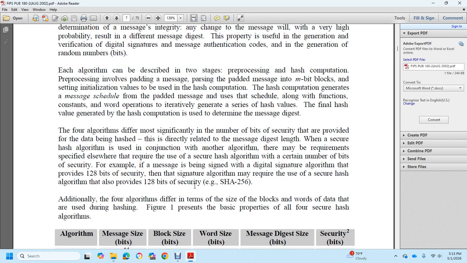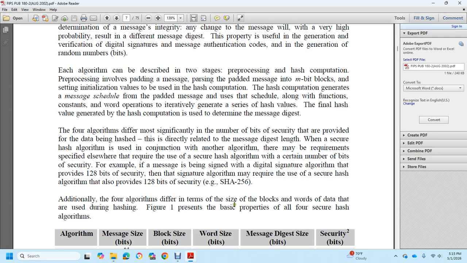The four algorithms differ most significantly in the number of bits of security that are provided for the data being hashed. This is directly related to the message digest length. When a secure hash algorithm is used in conjunction with another algorithm, there may be requirements specifying a certain number of bits of security. For example, if a message is signed with a digital signature algorithm that provides 128 bits of security, that signature algorithm may require the use of a secure hash algorithm that also provides 128 bits of security. Additionally, the four algorithms differ in terms of the size of the blocks and words of data used during hashing.